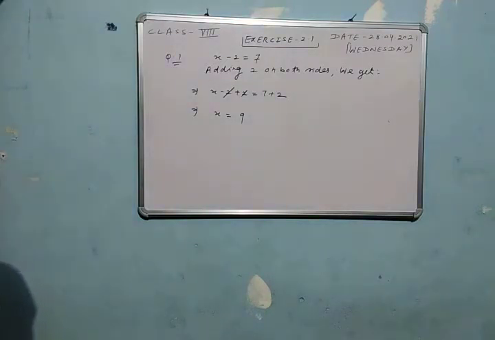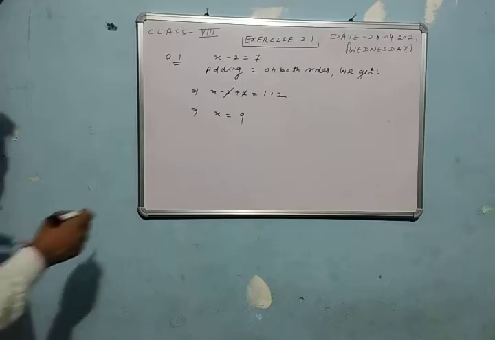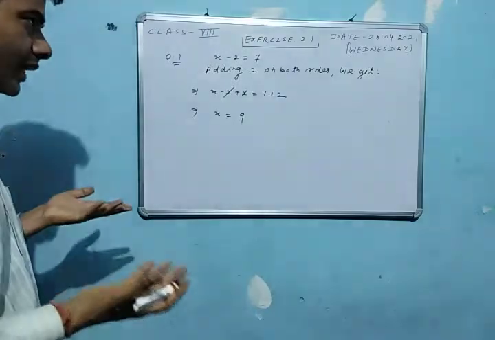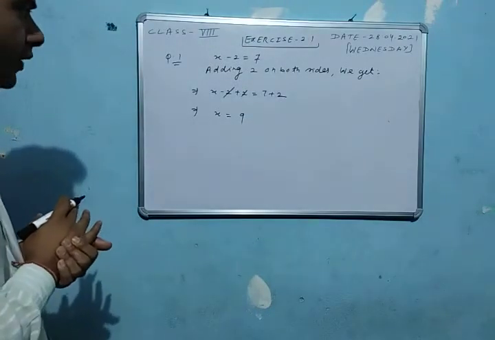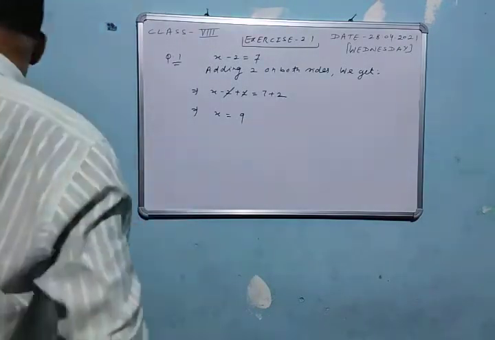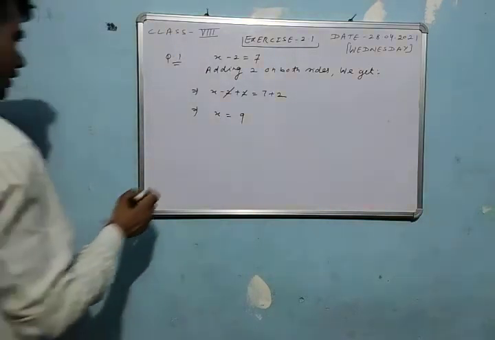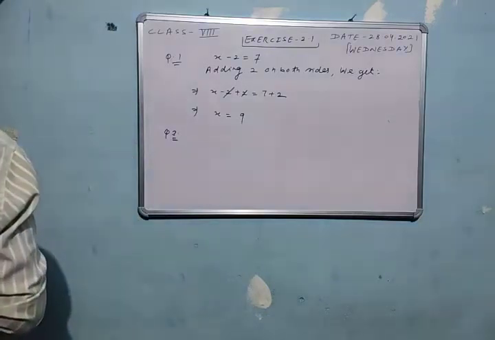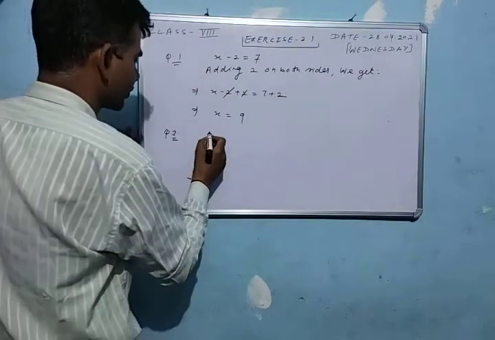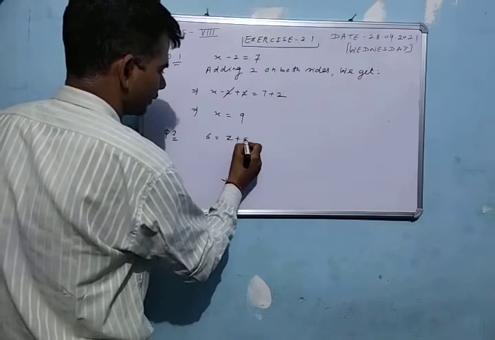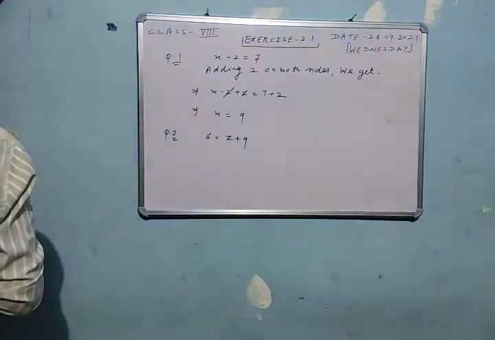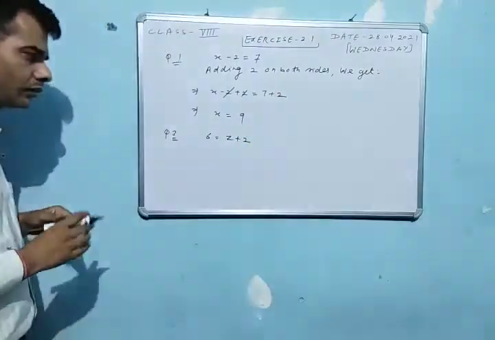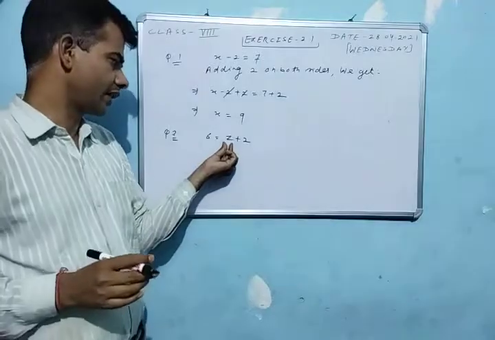Now student, your next question is question number 3. You have to find out the value of x only. There is no need to check it. Now student, question number 3 is 6 is equal to z plus 2. Now student, you need to find out the value of z.